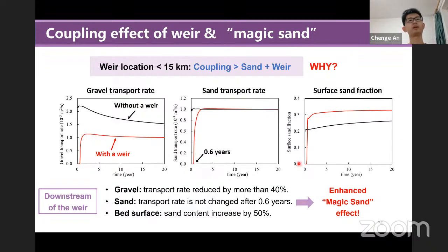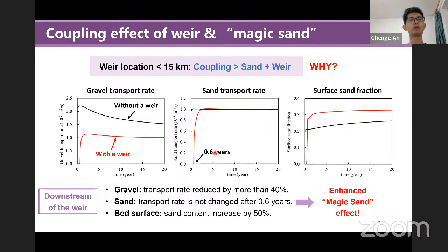And why is the coupling effect more than the sum of the two independent factors? We show this in terms of the fractional sediment transport rate. In the left figure, it shows the gravel transport rate downstream of the weir, with the black line showing the case without weir, and the red line showing the case with the weir. And we can see that the transport rate of the gravel is reduced by more than 40% when there is a weir.